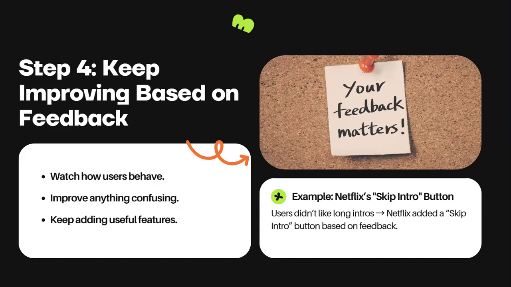For example, Netflix added the skip intro button. I'm watching a series of like 20 episodes, and why do I have to keep watching the intro all the time? Except I watch those intros sometimes because my daughter likes the music that keeps playing. But for me, I will skip it. So users do not like that intro. Netflix added a skip intro button based on feedback. So listen to feedback and implement.